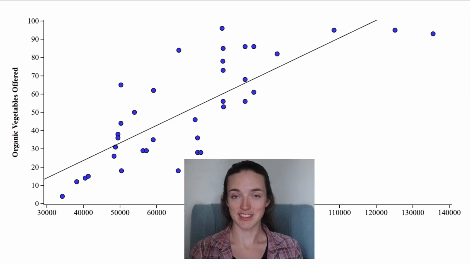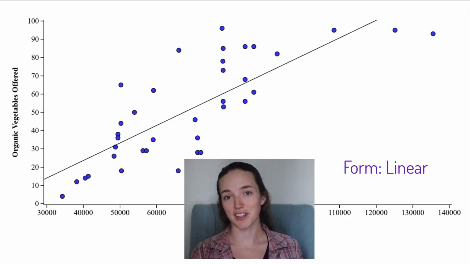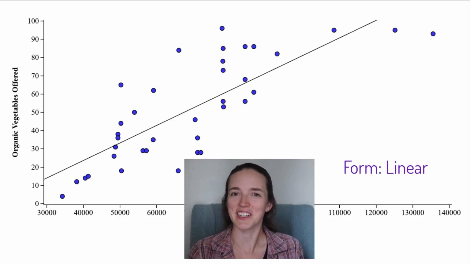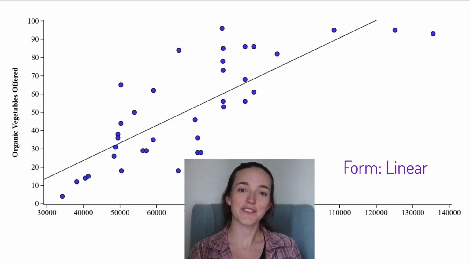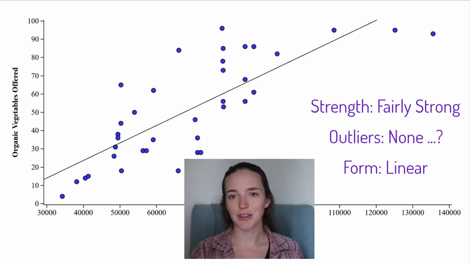A quick description of this scatter plot. I would say that it looks like a line. I mean, it helps that a line is drawn in there, but even without the line, it looks pretty linear. I would say it's fairly strong. The points are pretty close to that linear pattern. I don't know if there are really any outliers.